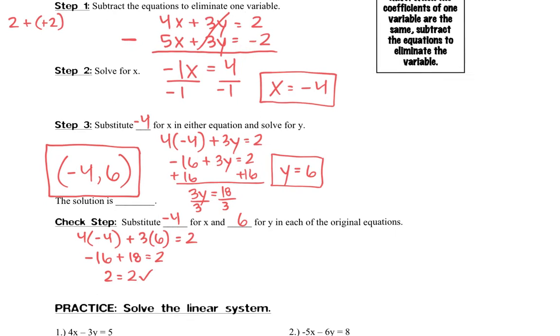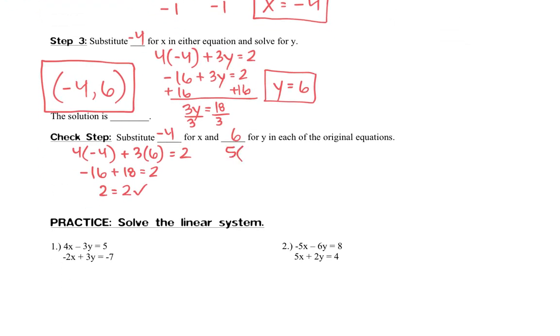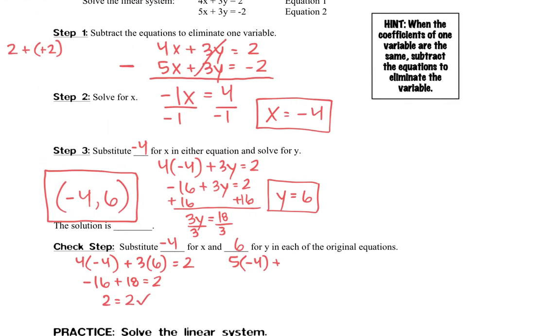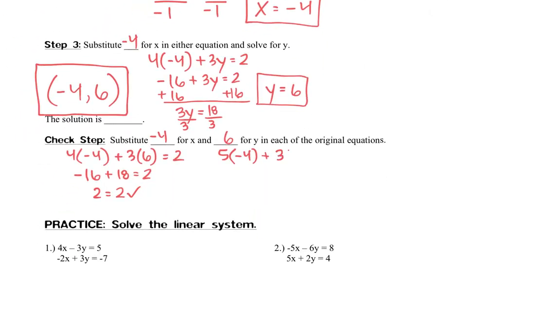Then I need to take my second equation, which is 5x, so 5 times negative 4, plus 3y, so 3 times 6, and that needs to equal negative 2. So this would be negative 20 plus 18, and yep, that's negative 2. So again, I know I found the right answer because when I plug it into each equation, I get a true statement. So what you'll notice is when you're doing this, sometimes you have to add the equations and sometimes you have to subtract the equations. You need to do whatever it takes to eliminate one of the variables.